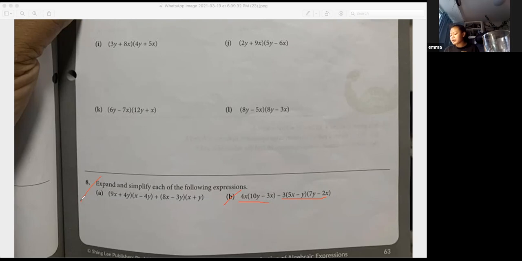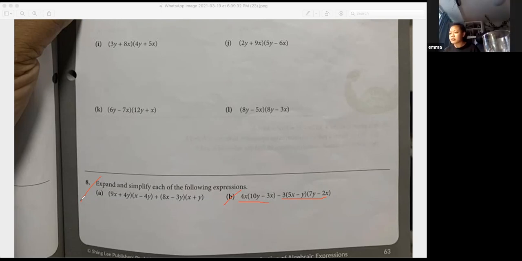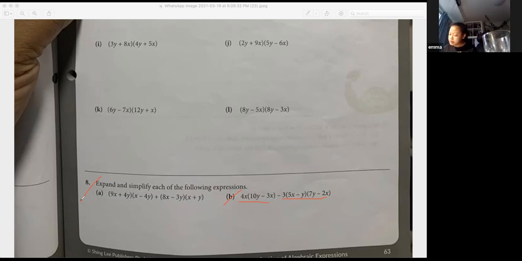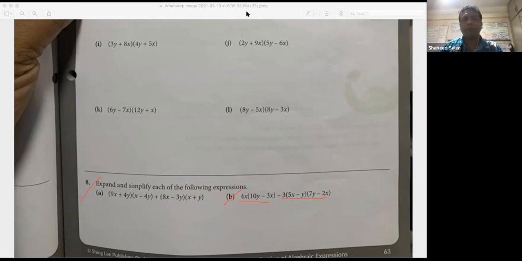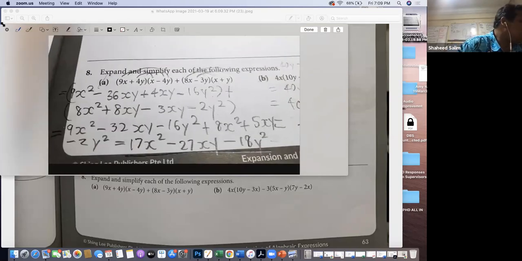Okay. 17x squared. Good. Minus 27xy. Well done. Minus 18y squared. Minus how many y square? 18 or 19? Can you just double check? Okay, show me, please. Okay, thank you very much. You can see your working, eh? So now you got.